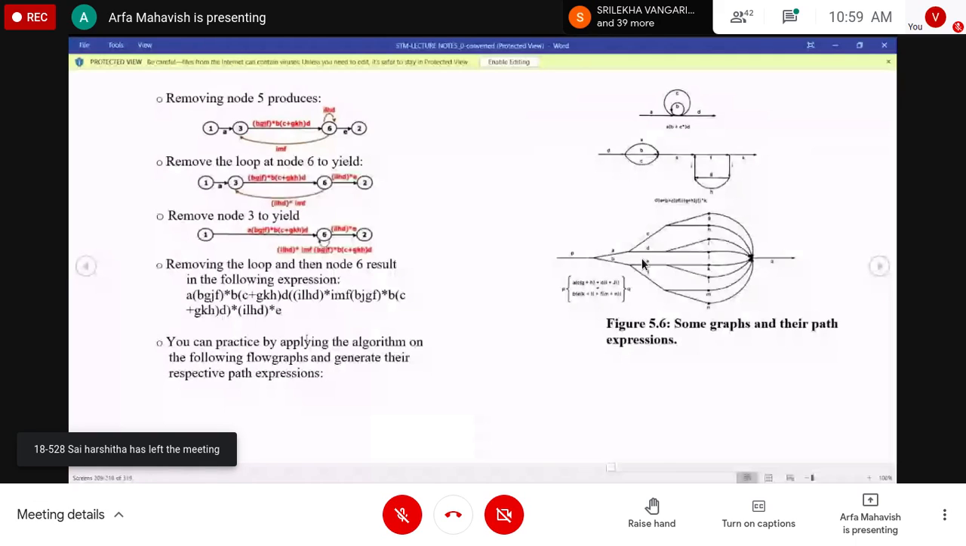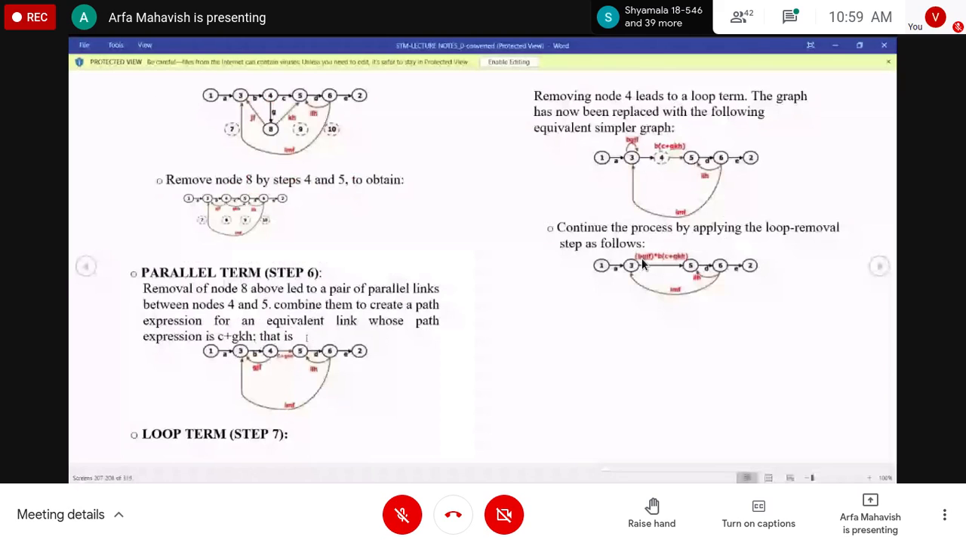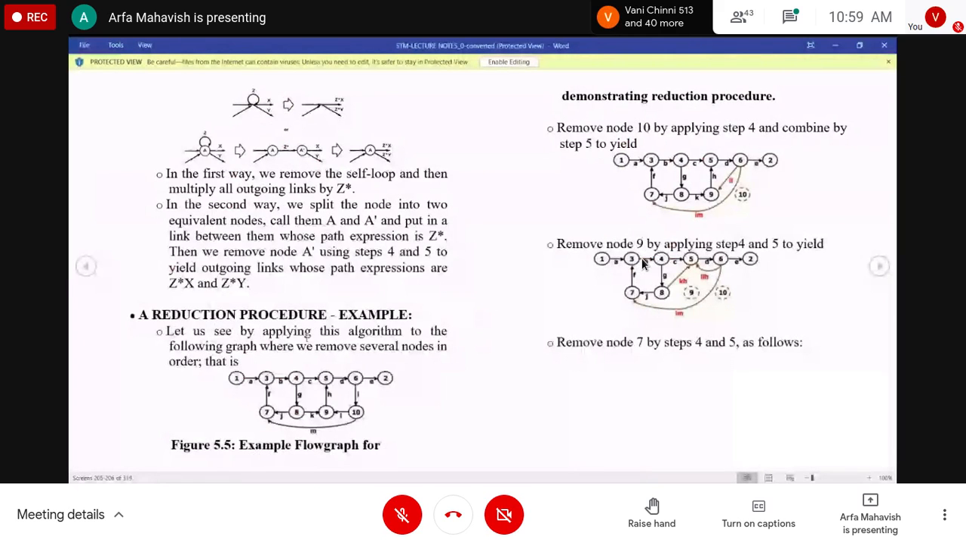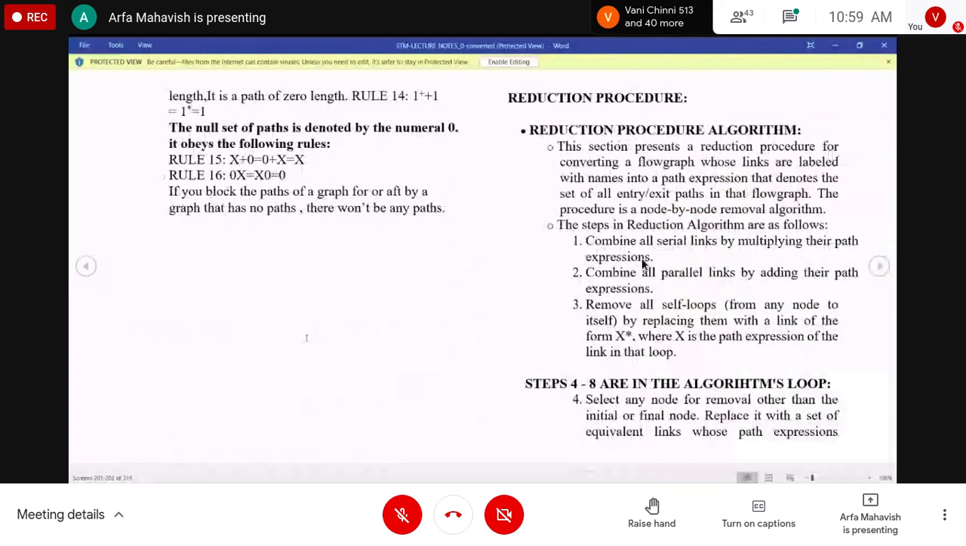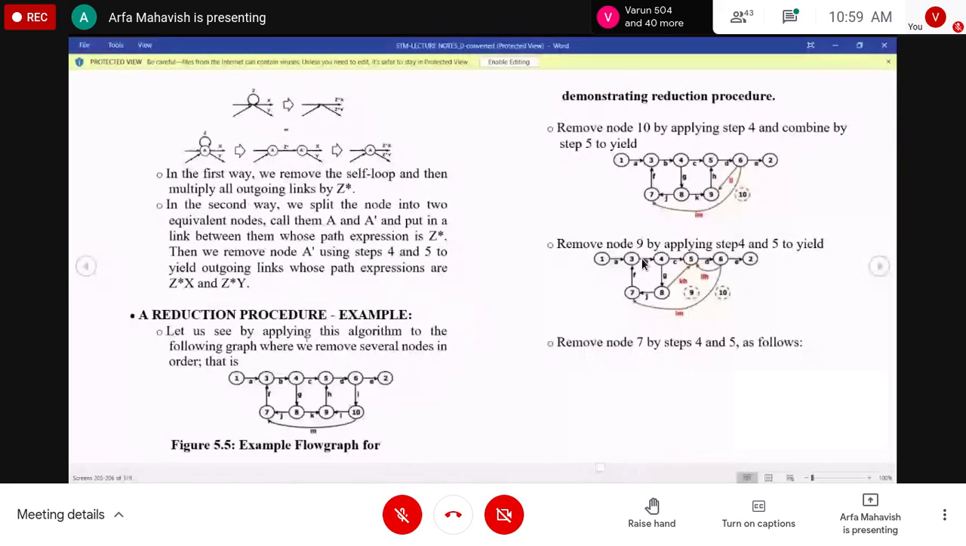Until the last node we have done the path expression. Whatever the easy steps are, whatever the easy things are, you have to go with that. You can remove any node, but you have to choose the easy node. In the path expression you have to get from the nodes. One by one we are removing them, and you are following these three rules in this example.